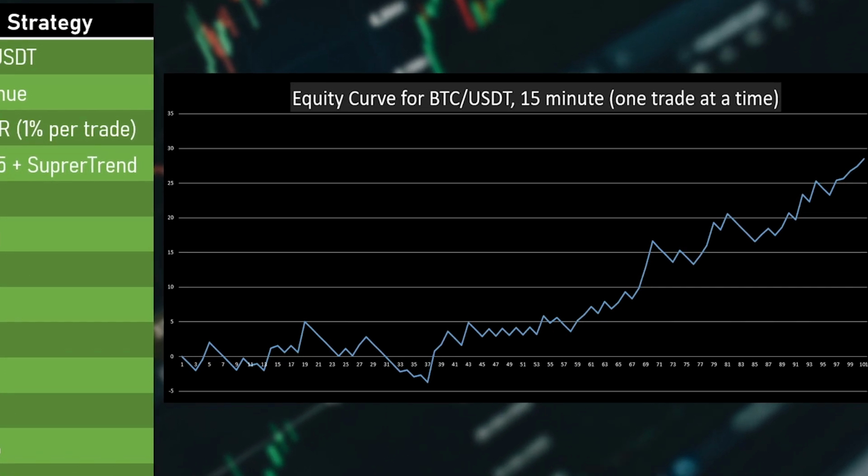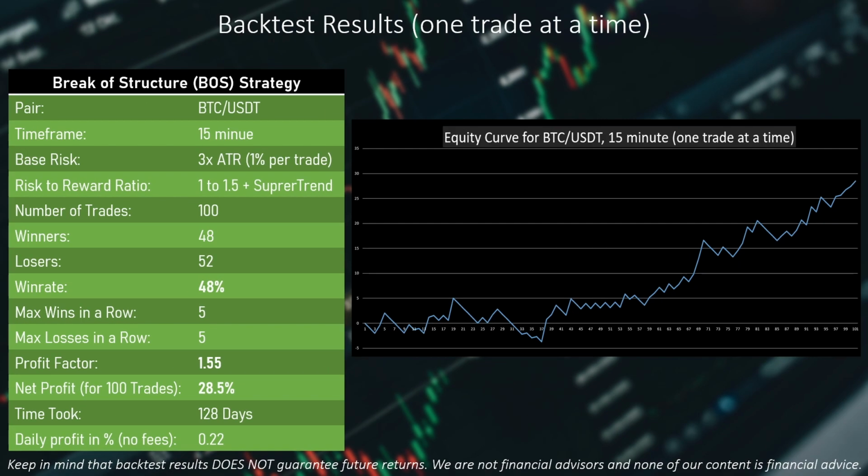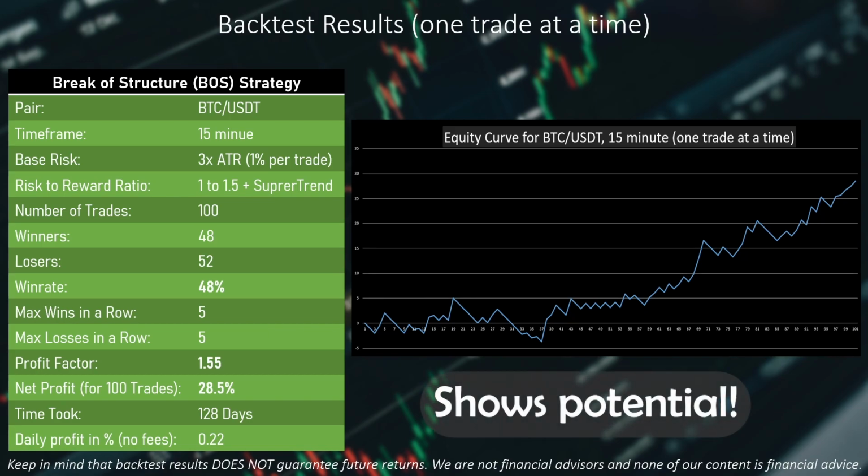Analyzing the equity curve, we can observe a long sideways period at the beginning, which is not an ideal sign. However, after the 38th trade, the equity curve broke above the break-even level and steadily climbed until reaching the final profit of 28.5%. While this may not be the best equity curve I've seen so far, it certainly shows potential.